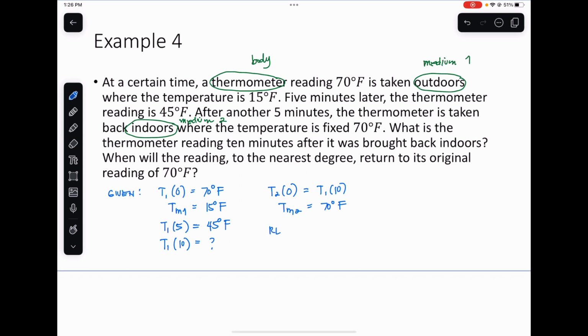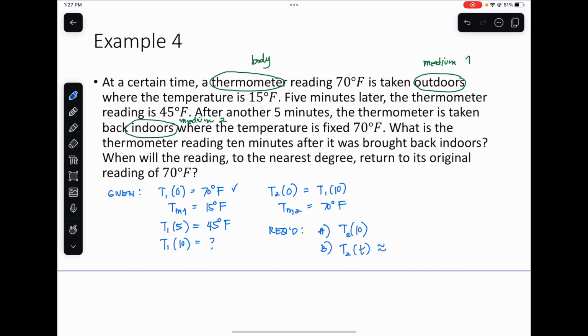The question now is, what's the thermometer reading 10 minutes after it was brought back indoors? So for our requirement, what's the temperature after 10 minutes that it was taken back indoors? Our reference this time is when it was taken back indoors. For the second one, when will the reading, to the nearest degree, return to its original reading of 70 degrees Fahrenheit? As you can see here, it started with 70 degrees Fahrenheit. So when will be that time? By the way, this is T sub 2.